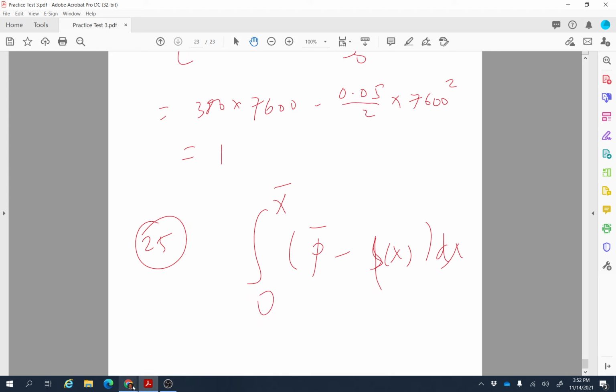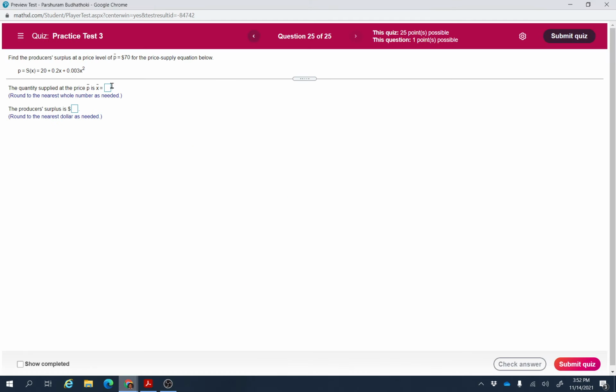Exactly the same way you can find out the producer surplus, but you need to use this formula instead of the previous one. Okay, and then I'm going to skip it for you, and that's question 25 from practice test 3. In the actual test there will be 16 questions only, but very similar questions, so make sure you do this practice test a couple of times.